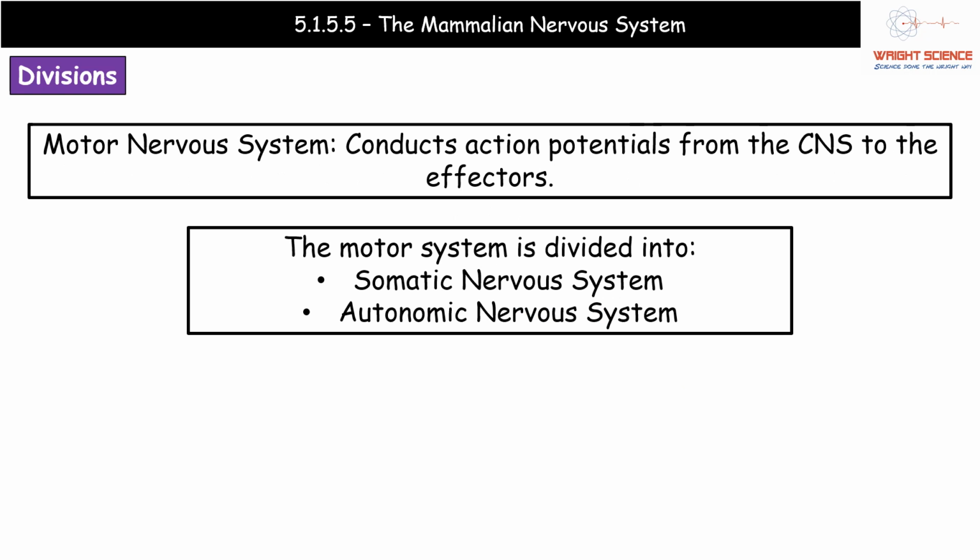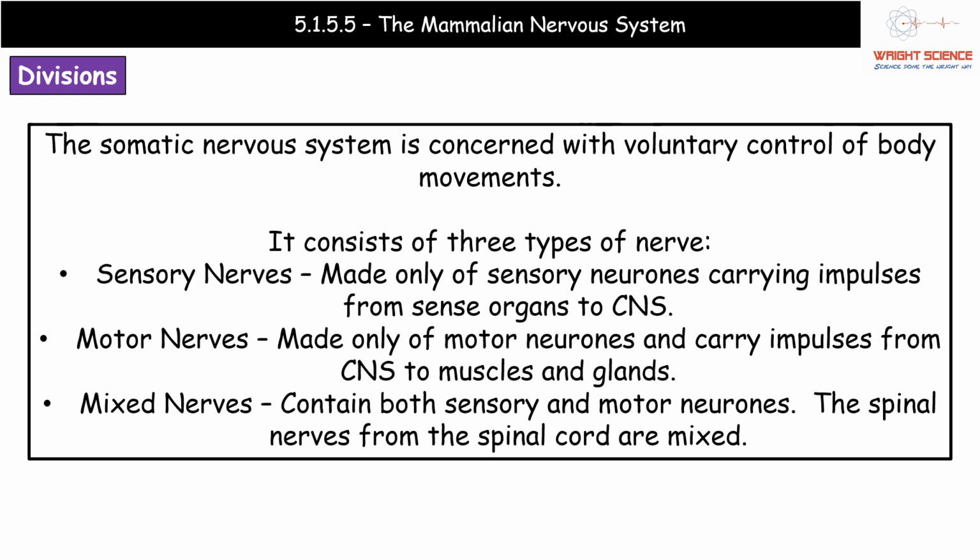The second part, the motor nervous system, this is all about conducting those action potentials from the central nervous system to the effectors, the bits that are going to actually bring about the response to whatever it was we've just detected. And our motor system is actually further divided into two systems: the somatic nervous system and the autonomic nervous system. The somatic nervous system is all about those voluntary body movements. So these are the ones where we are actually consciously thinking about what we're doing, basically.